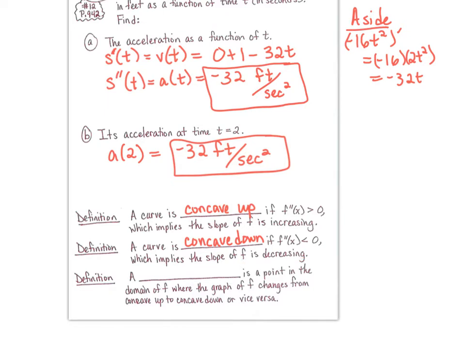If f double prime of x is less than 0, the slope of your original function f is decreasing. Now, if you want to know what happens whenever your function changes concavity, that's called a point of inflection. A point of inflection is a point in the domain of your original function where the graph of f changes from concave up to concave down or vice versa. So if your original function changes from concave up to concave down, or from concave down to concave up, you have a point of inflection.